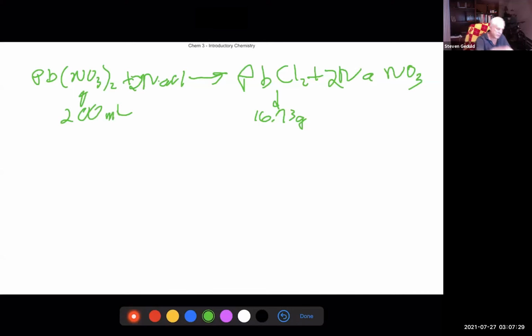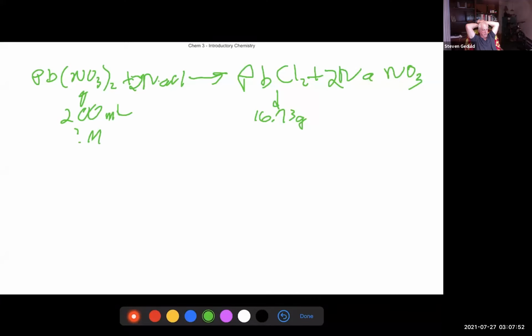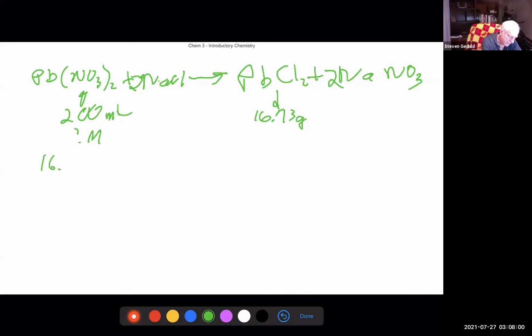He wants to know the molarity of the lead nitrate solution, right? Yeah, that's correct. Okay. So we need to convert everything to moles, and we have 200 milliliters. Sounds good. So 16.73 grams. How many grams per mole?